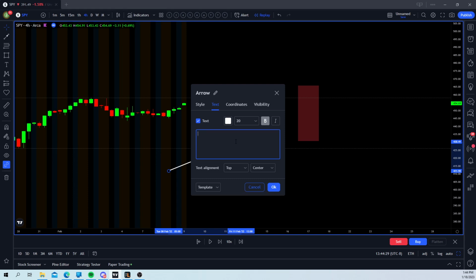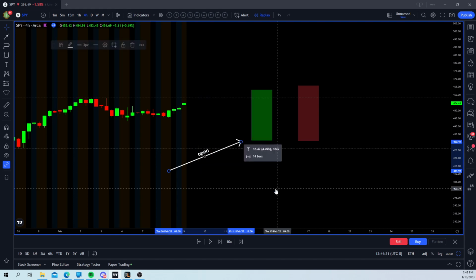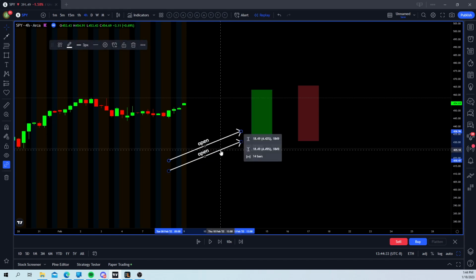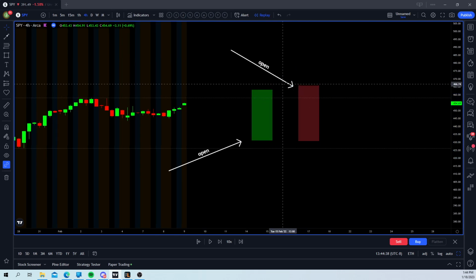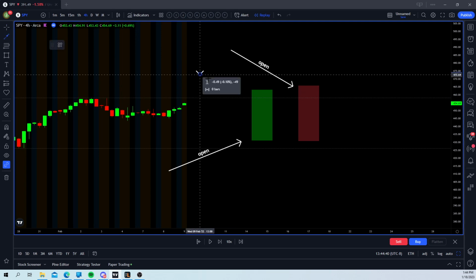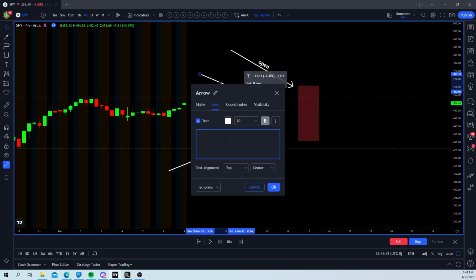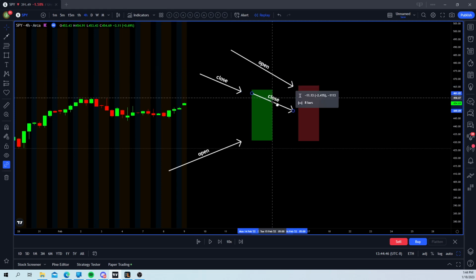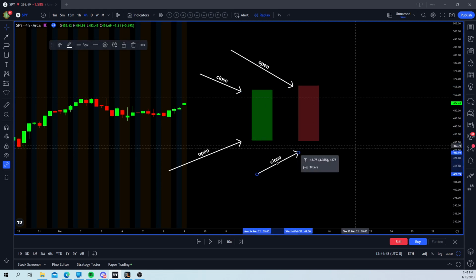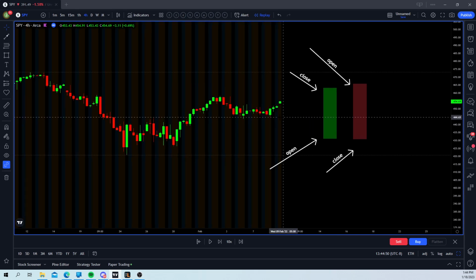Okay, so basically this is the open, right? The open at the top too. This is reverse because this is a red candle. It opens at the top, and then this is the close, right, for the green candle. Close at the top, and this is the open. I mean the close at the bottom. So it's reverse. So simple.